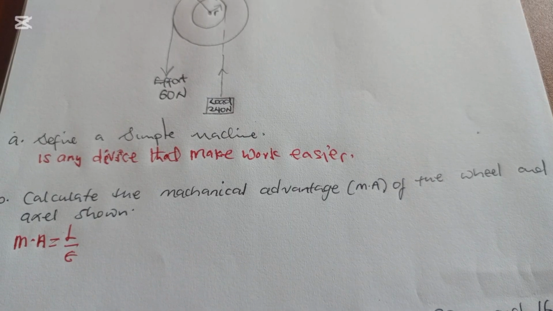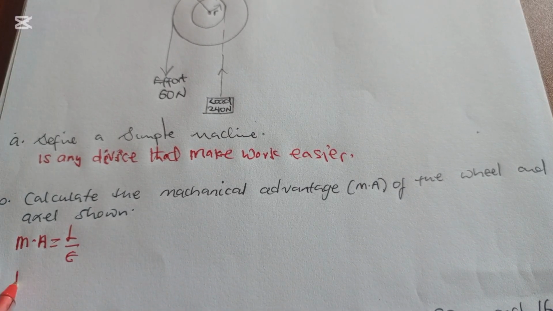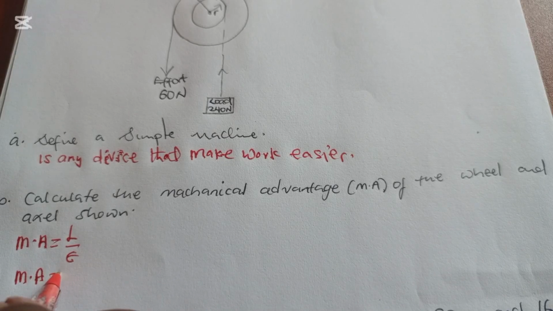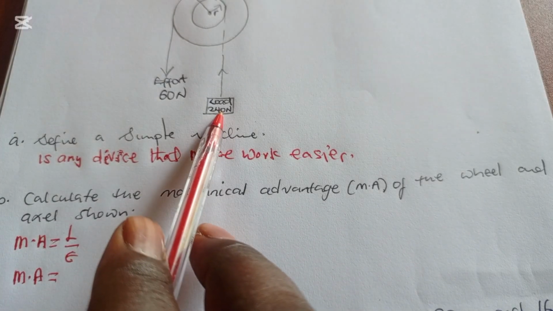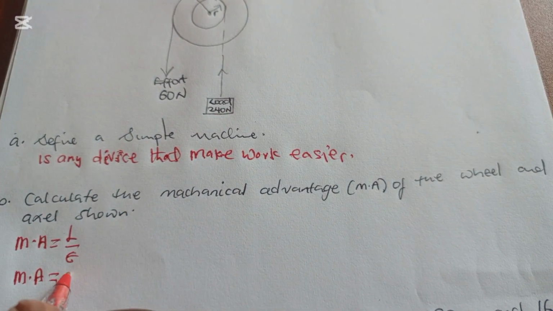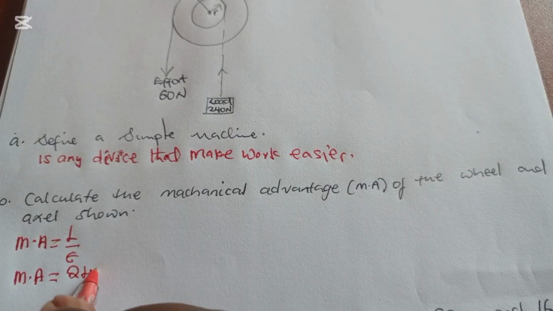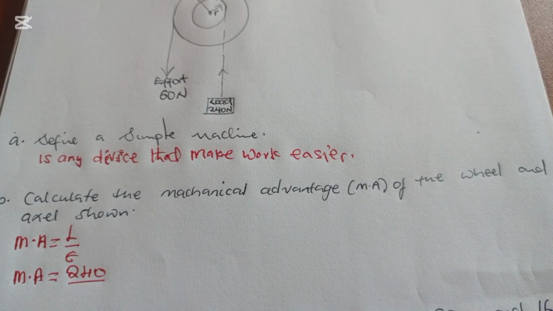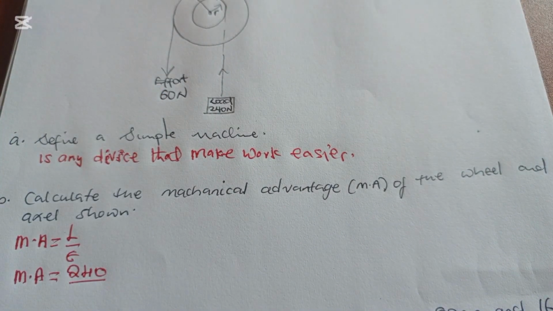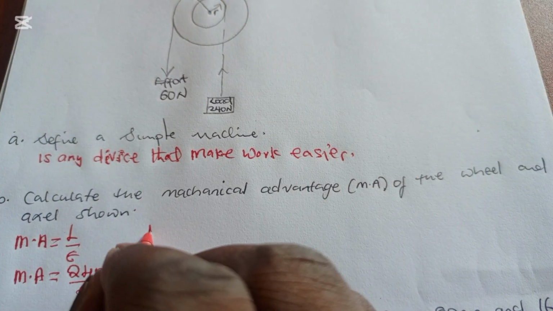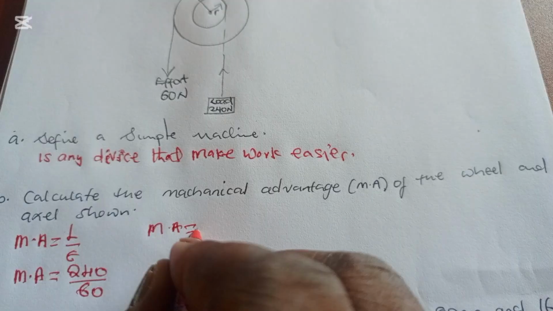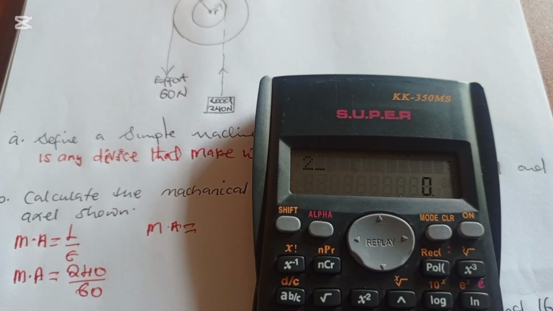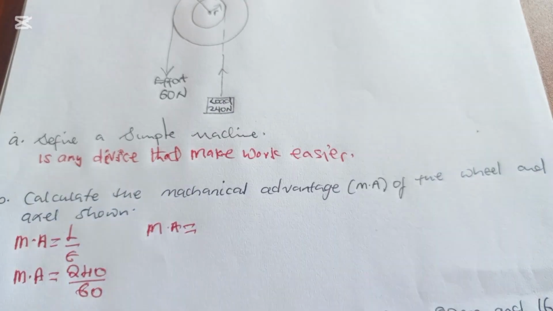Okay, so our mechanical advantage will be, we need to substitute now. Our load, as you can see, is 240 here, so we put 240 here. Then over our effort, as you can see, is 60 newtons, so we put 60 newtons here. So now we say our mechanical advantage is equal to, we divide now using a calculator. So 240 divided by 60, so the answer is 4.